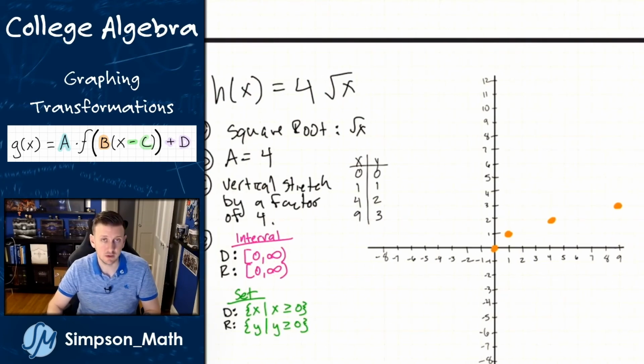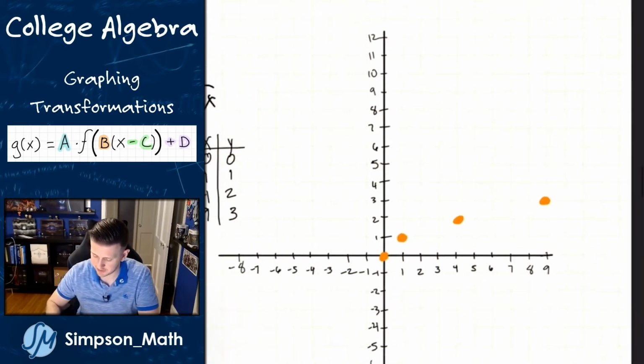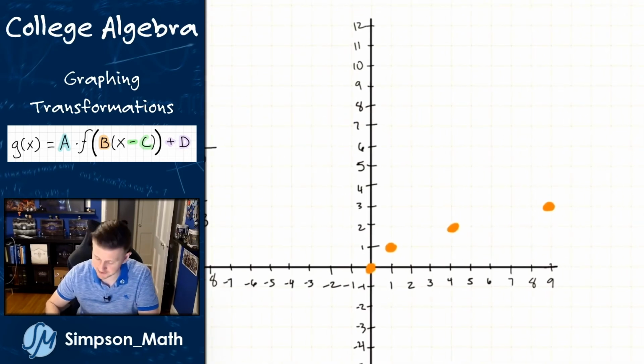Well, this is the square root function. A is 4, which means it's a vertical stretch by a factor of 4. I have my parent function dots right here, so I'm going to multiply all their y values times 4. Well, if I multiply 0 times 4, I'm still at 0. 1 times 4 is 4. 2 times 4 is 8. And 3 times 4 is all the way up here at 12. So let's swoop this.